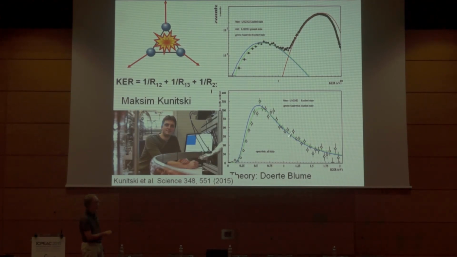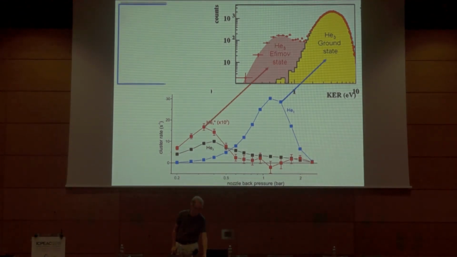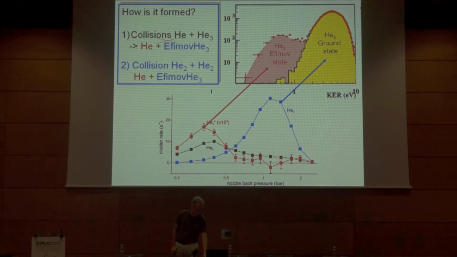And these data are on a linear scale, and the green wave function, which fits so well, is actually the best helium-helium interaction potential, which I showed you for the dimer before. Okay, so we are pretty sure this is the Efimov state of helium-3. And, well, you can think about how it's formed.